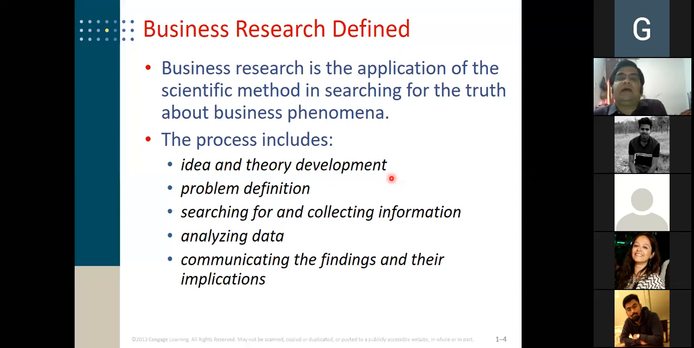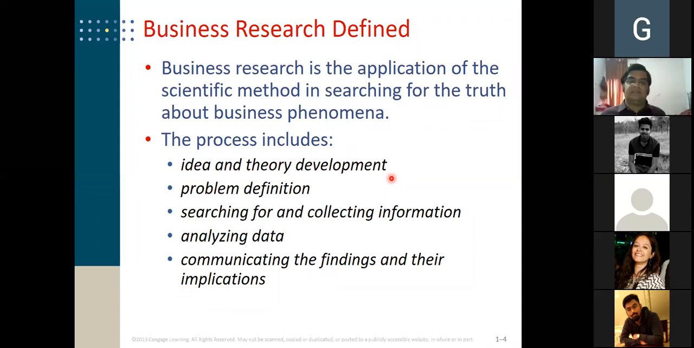What I will do? I will analyze data. How will I analyze data? I will analyze data by some statistical software, right? So that is my next step. Finally, communicating the findings and their implications. So finally, I will communicate. I will write in a journal, right? I will write an article and say, these are my findings. I have done a study on Indian Airlines on customer loyalty, and these are my findings on the customer loyalty of Indian Airlines passengers. So this is the whole process.